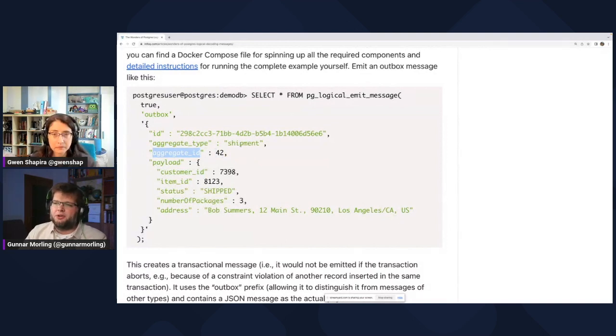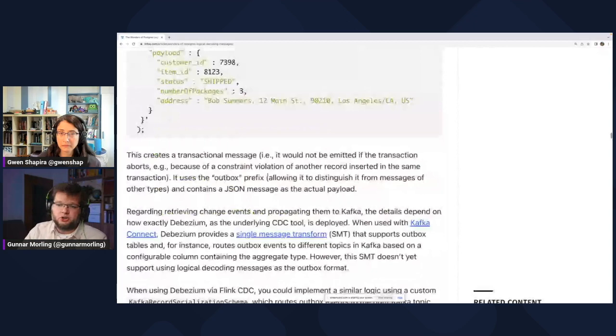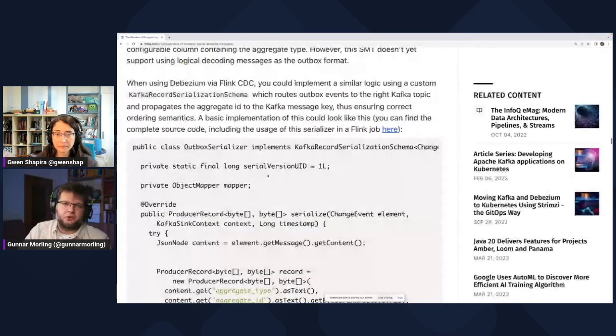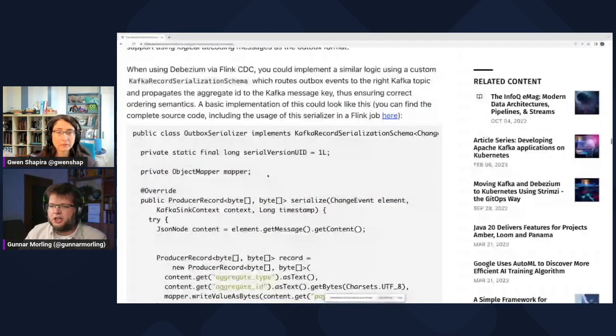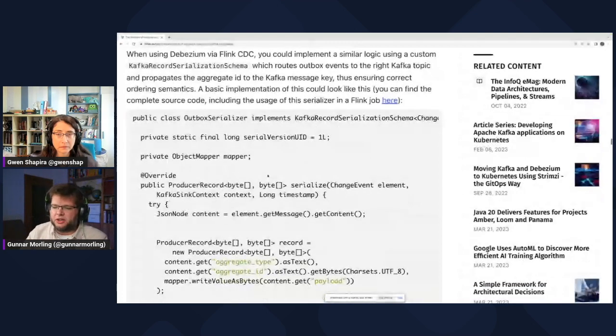And also maybe I want to use this aggregate type as my topic name. So all the shipments go into one topic, and then maybe I have other messages that should go into another topic, because it's a different aggregate type. And now I could use Flink, or in this case, I could also use Kafka Connect and SMT, to implement this routing logic, let's say.